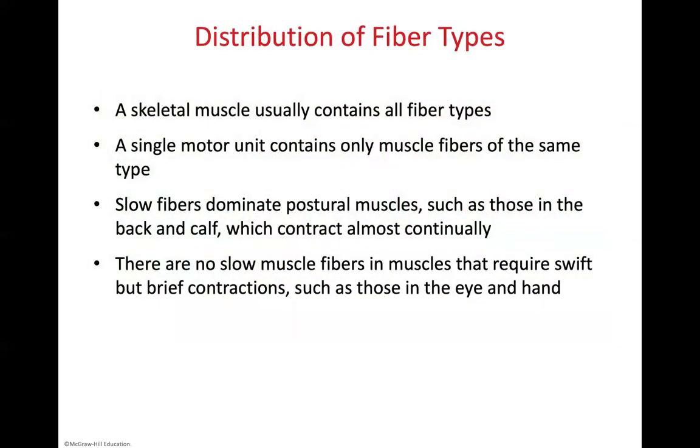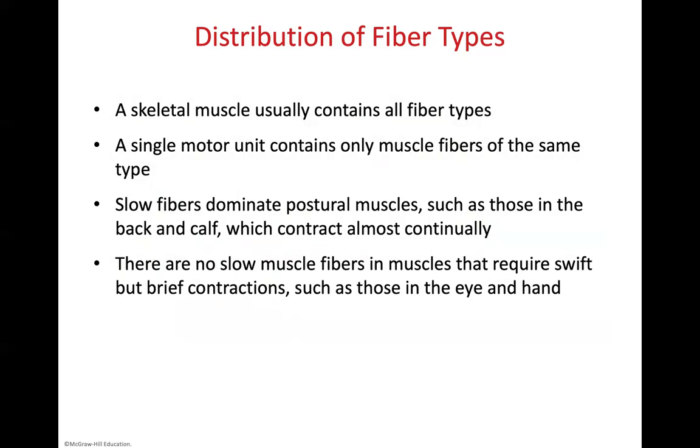Let's get back to humans. So in humans, we find that a skeletal muscle usually contains both fiber types, that is the slow twitch and the fast twitch. However, a single motor unit, the fibers that are controlled by a single neuron, contains only muscle fibers of the same type. So a motor unit would either be slow twitch or fast twitch fibers.